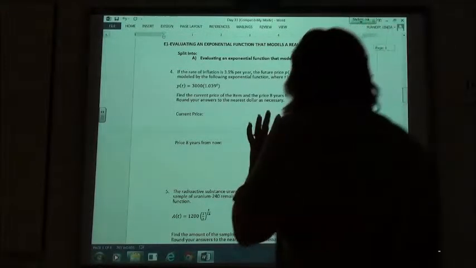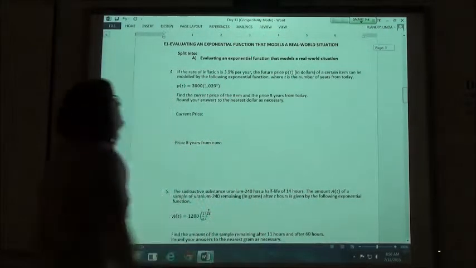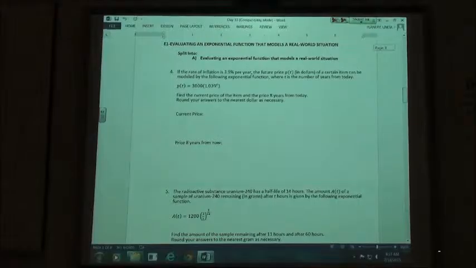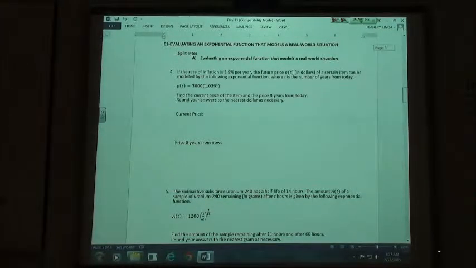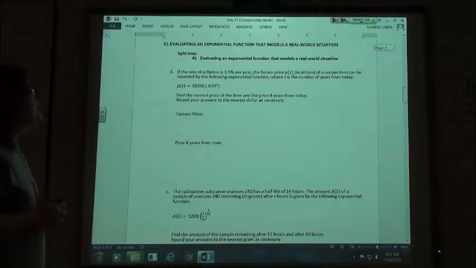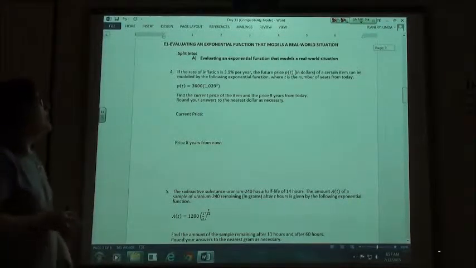The next ones we are going to evaluate are basically word problems where they're giving you the information in a formula and you have to plug the information into the formula, but of course you have to know how to get it into the calculator to get it to work, right? It says on number 4, if the rate of inflation is 3.9% per year, the future price, P of t in dollars, of a certain item can be modeled by the following exponential function, where t is the number of years from today.